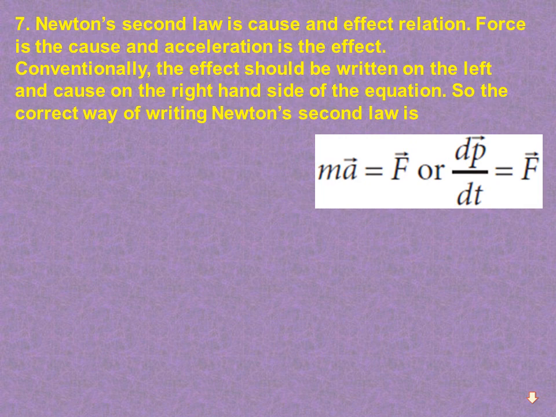Newton's second law is a cause and effect relation. Force is the cause and acceleration is the effect. Conveniently, the effect should be written on the left and the cause on the right hand side of the equation. So the correct way of writing Newton's second law is m a equals F, or dp vector by dt is equal to F vector. Already you know p is equal to momentum.